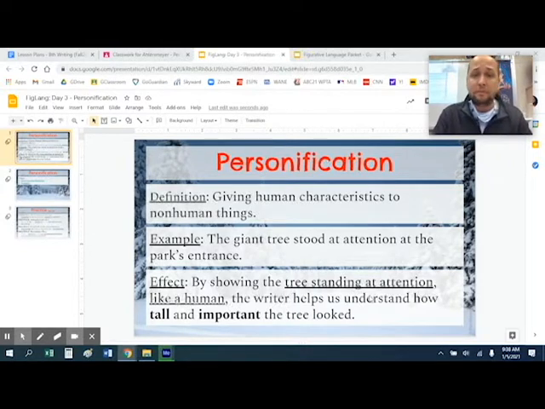You could also say maybe the giant tree waved in the breeze. This is what we're visualizing, but it'd be the waving. All right, so we're giving a non-human thing characteristics. So those are just a couple examples. If those completely solidify it and make sense, awesome, you're good to go. By showing the tree standing at attention like a human, the writer helps us understand how tall and important the tree looks.